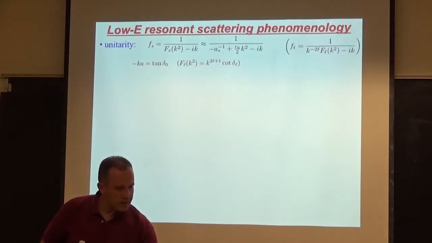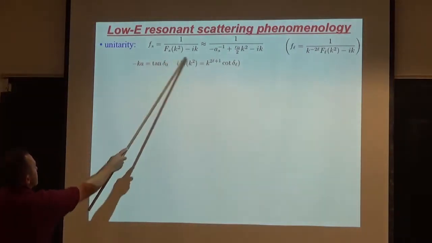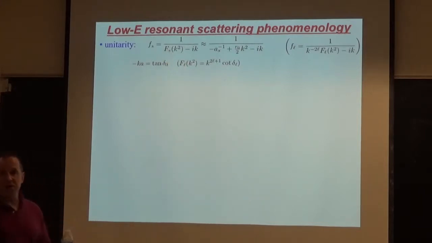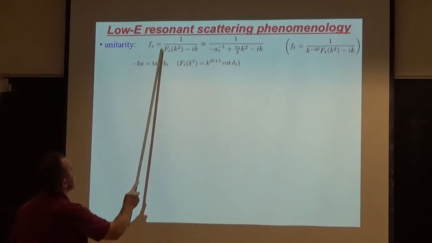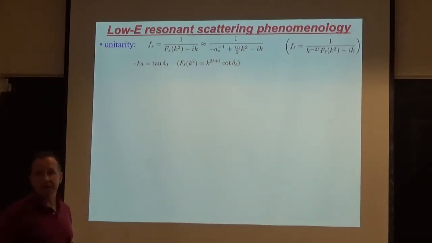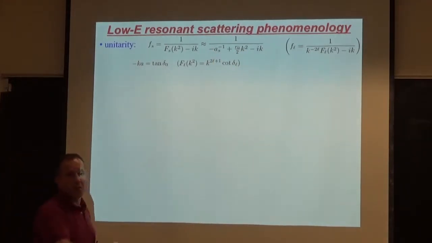So this is the summary of what I just said. Now for S wave, this function f is actually just a function of k squared. It's an analytic function of k squared, so that you can expand it. It has a constant term, just a Taylor series expanded around low energies. So there's a constant part, it has a k squared part, and so on.